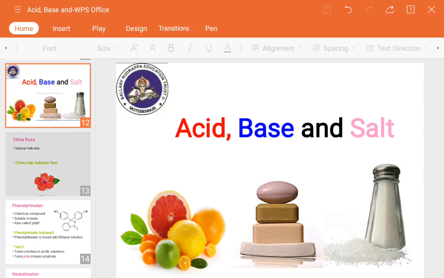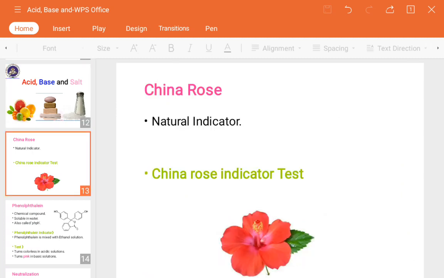One more example like turmeric is China rose. China rose has a very beautiful, attractive color, red, pink and white. This is also called a natural indicator because by preparing its solution we can test whether a solution is acidic or basic. That's why it's known as a natural indicator. The color it has is very important for identifying basic and acidic solutions.